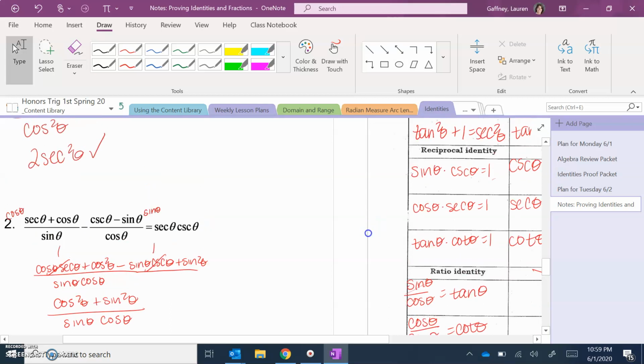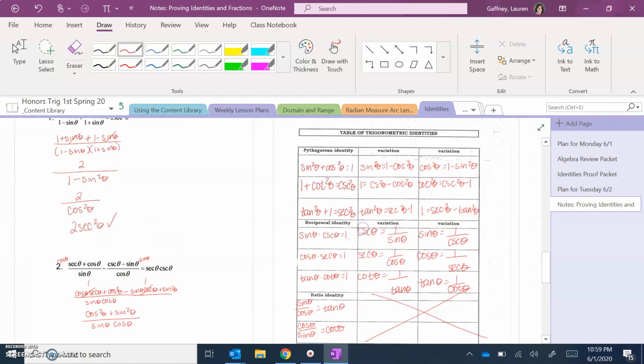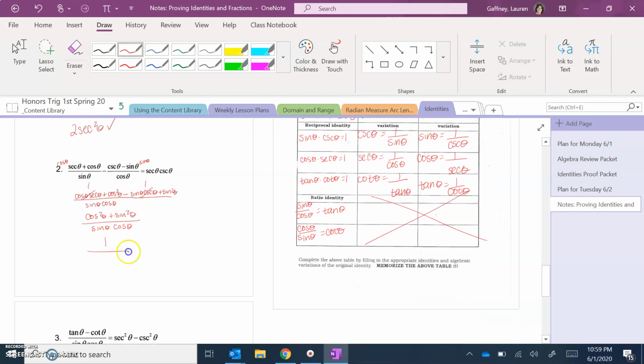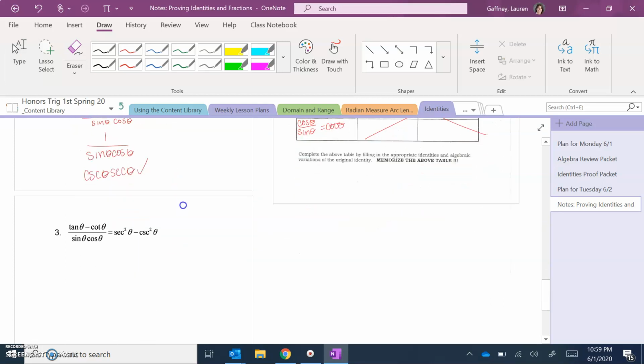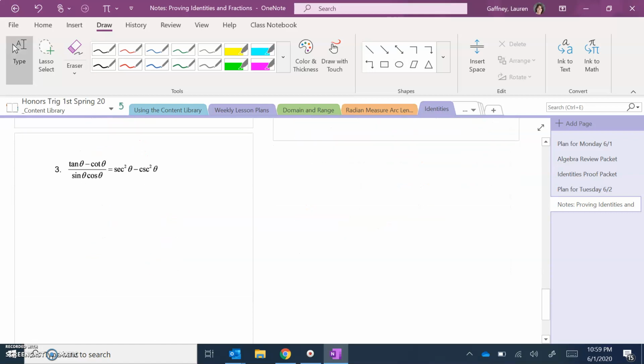Well, cosine squared plus sine squared, we know from our chart is 1. So I have 1 over sine theta cosine theta. And my end goal is secant cosecant. Oh, well, 1 over sine, you can see right here, is cosecant. So I'll turn that part into cosecant. And then a cosine on the bottom is technically the same as a secant up top. Once again, it doesn't matter with the multiplication there, which order they're in. So I'm done. All right, let's do one more.